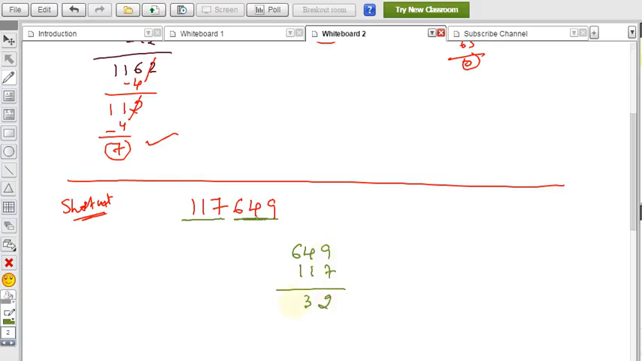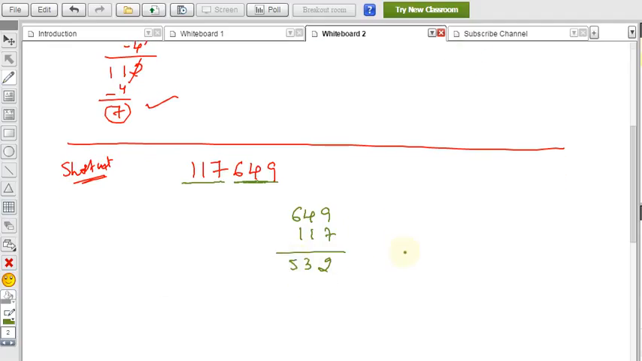532. Now do the same process as previous. Double the last digit of 532, that is 4. 53 minus 4 is 49. So 49 is a multiple of 7. Therefore 117649 is divisible by 7.